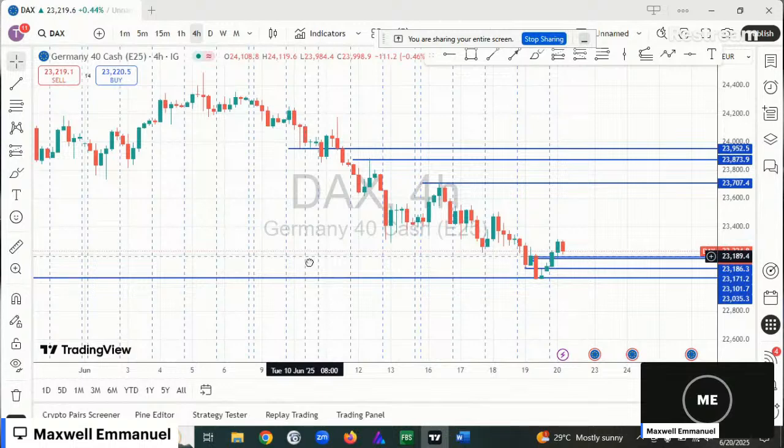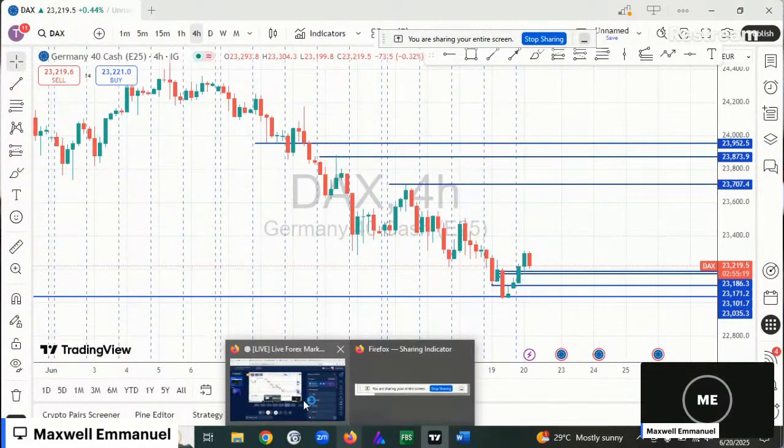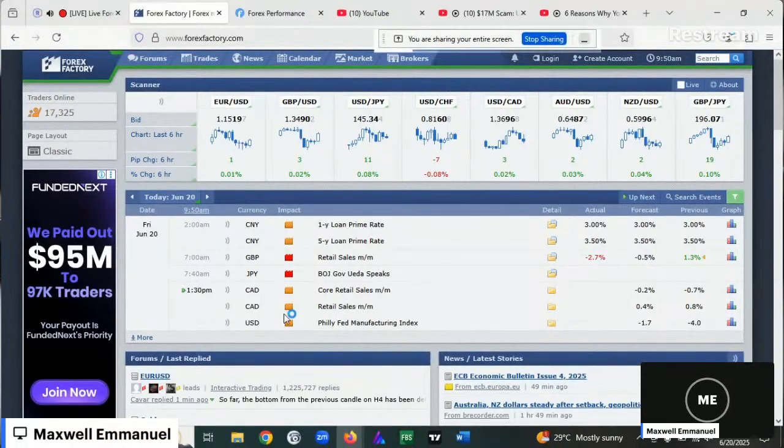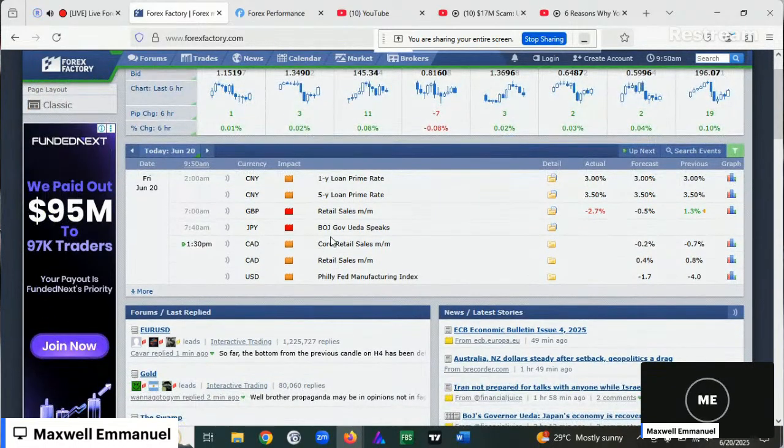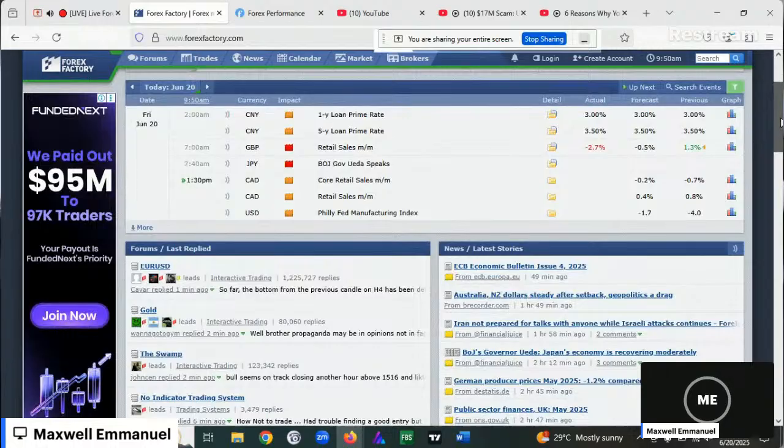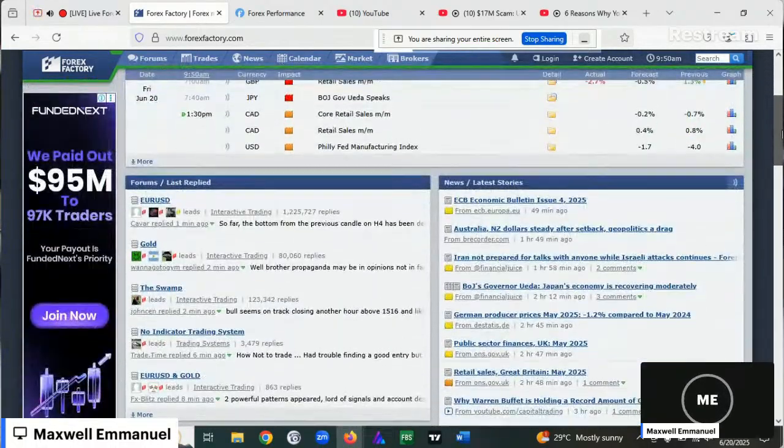Scan that. I think there's major news for the dollar today. No, there's no major news for the dollar today. By 7 a.m., Great Britain will be releasing its retail sales data. Okay, it has been released. 7 a.m. is 2.7%. That's negative for GBP. So that's the only major news we have for today. GBP and also JPY. Bank of Japan governor speaks at 7:40 a.m. So the major news today has been released. No major news for the dollar today.